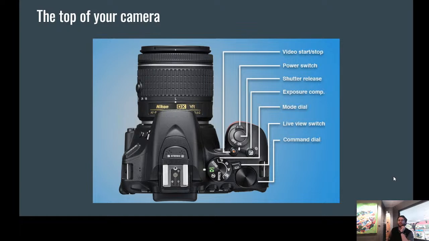Mode dial is underneath that. Mode dial is pretty self-explanatory. That's your modes. That is your different settings that the camera can do. You have things like automatic, manual, aperture, shutter, programmable, scene. You have effects. You have no flash, flash. You've got a bunch of different dials. Everybody's is a little bit different.